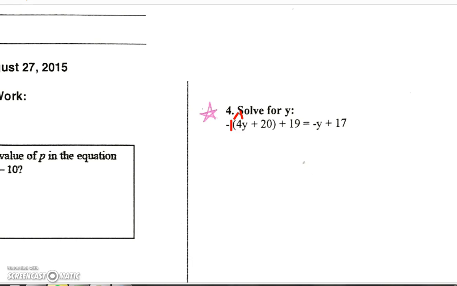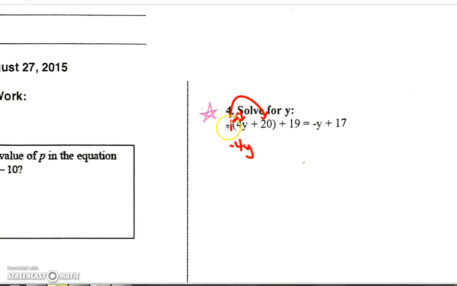Hold on, I got to get to my marker. Distribute the -1, and also distribute that -1 with 20. So I'm going to go first. -1 times 4y is, well, when I multiply anything by -1, it just turns that number into a negative. So it's going to be -4y now.